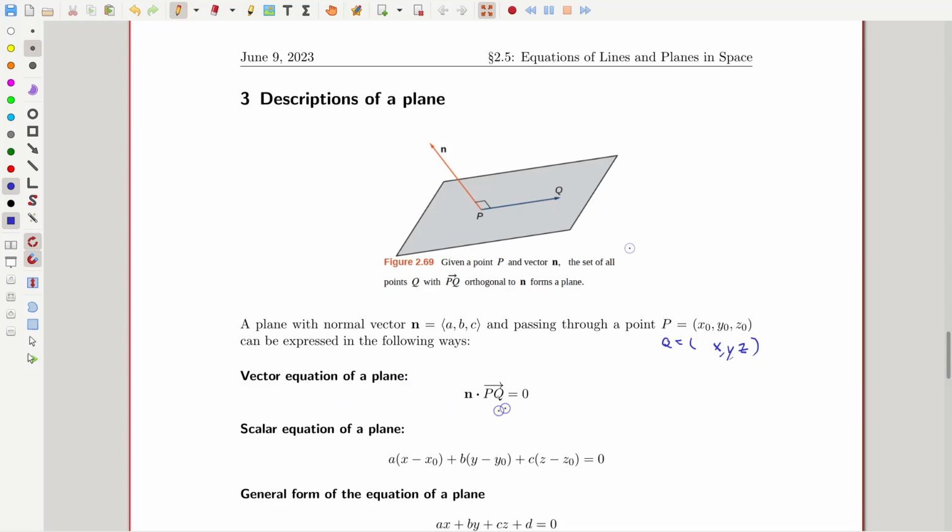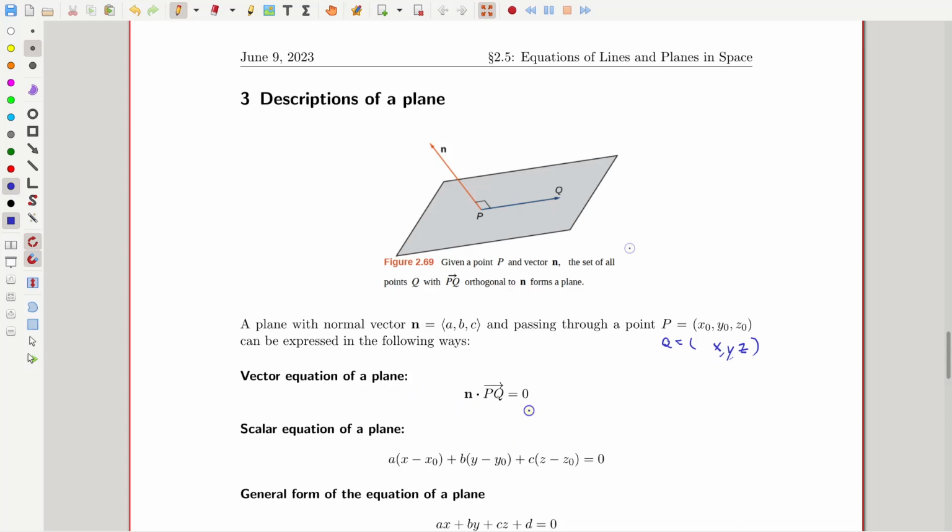Okay, so then we can create what's called the vector form for a plane, which is that the normal vector dot producted with this vector from P to Q equals 0, which should make sense if we think about the geometry here. So the normal vector is supposed to be perpendicular, orthogonal, and one property that we know is that the dot product detects orthogonality. If the dot product of two vectors is equal to 0, you know that they are orthogonal.